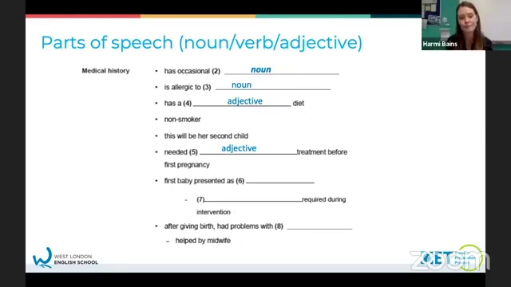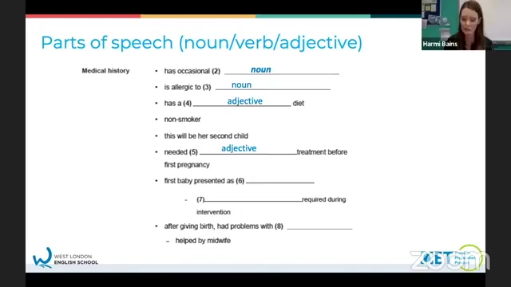If you had something like needed to go for treatment, then that kind of works as a verb. But the chances are in this case, they'll be describing the treatment rather than an action. Okay.